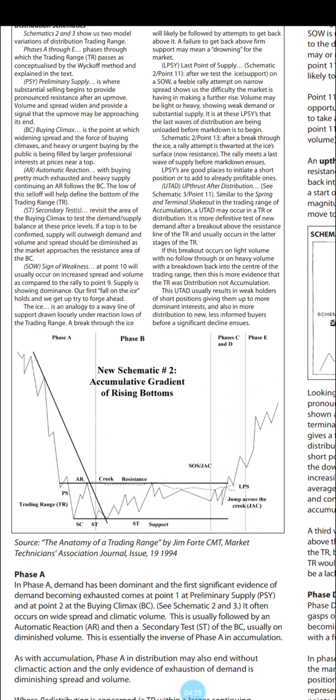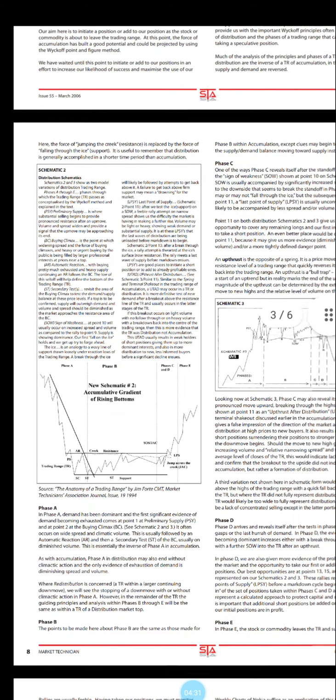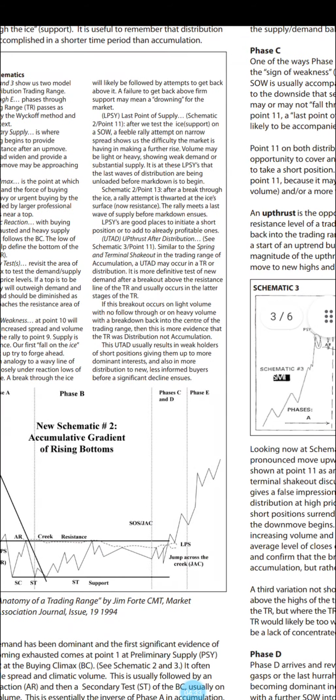Forge ahead. The ice is an analogy to a wavy line of support drawn loosely under reaction lows of the trading range. A break through the ice will likely be followed by... Actually, we're going to do this 1 page at a time so we can focus and don't rush through. So we'll do 1 page today, 1 page tomorrow. A break through the ice will likely be followed by attempts to get back above it. A failure to get back above firm support may mean a drowning for the market.